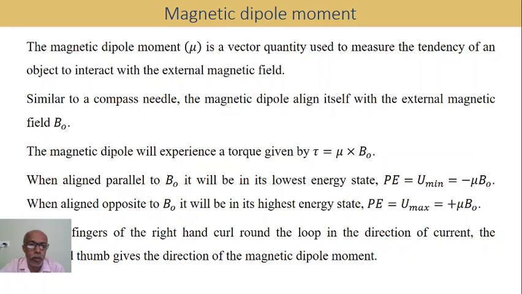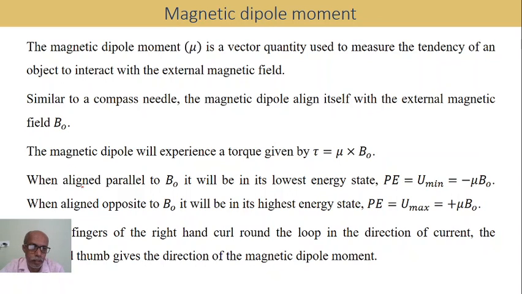The magnetic dipole will experience a torque given by tau equals mu cross B naught when it is kept in an external magnetic field. It will experience two equal and opposite forces due to which it rotates, and hence the moment of couple, otherwise known as torque, is given by this expression, or mu B sin theta.